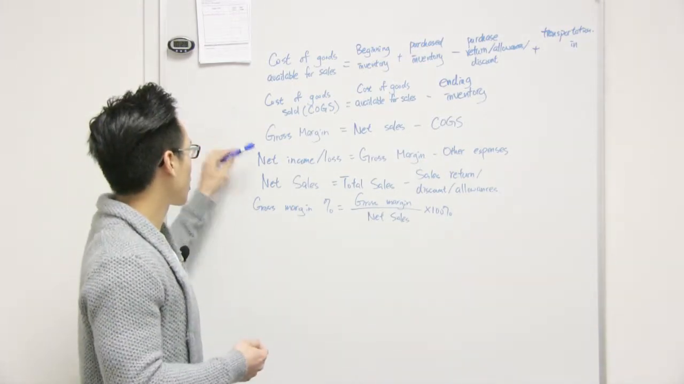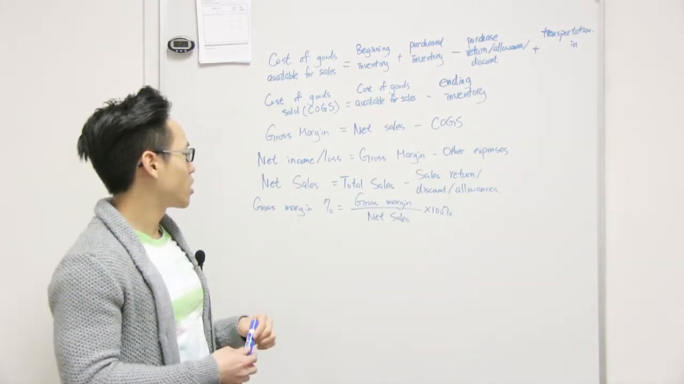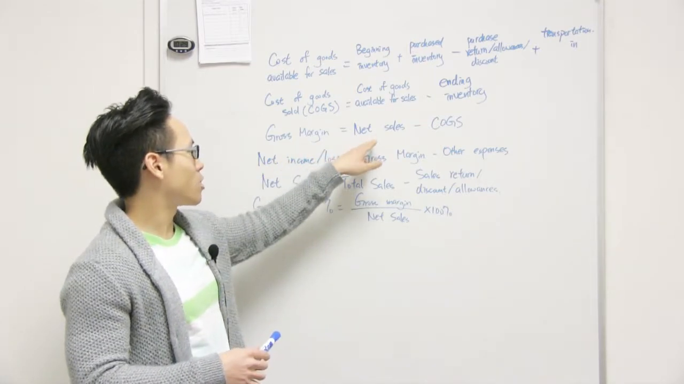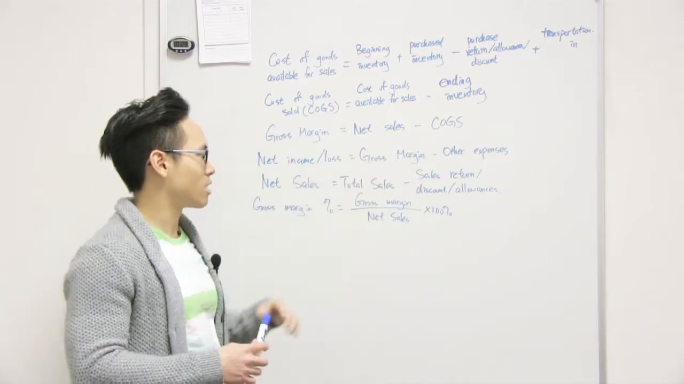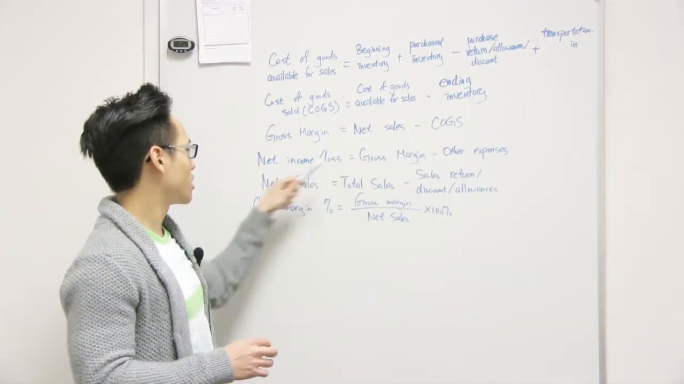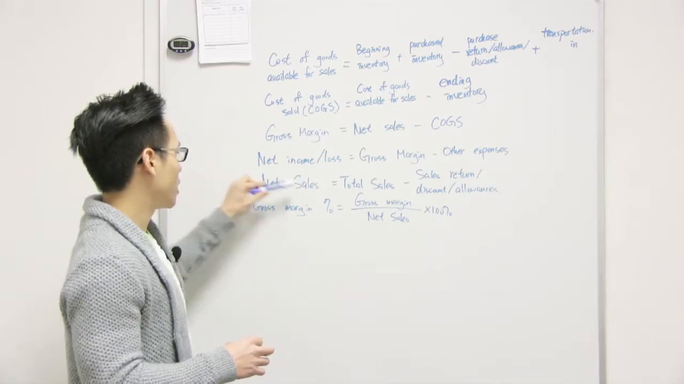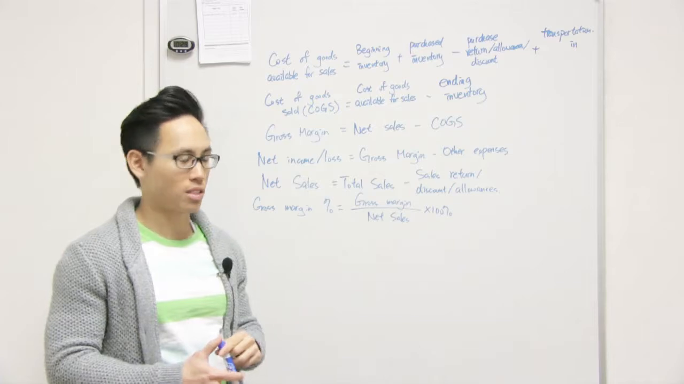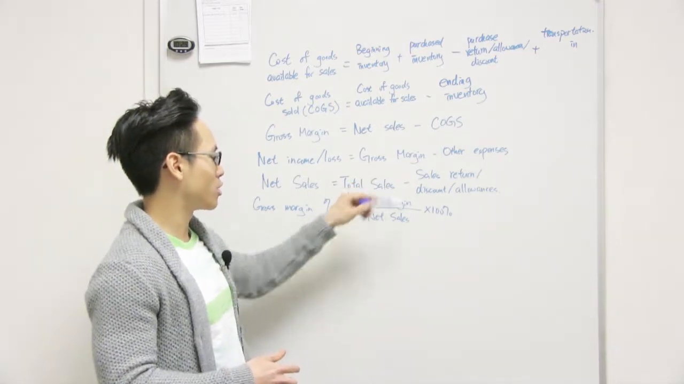The next one is gross margin. So gross margin is calculated by subtracting COGS from net sales. So net sales, you can see from this equation, is the total sales minus sales return, discount, and allowances, which we're going to talk about later too.